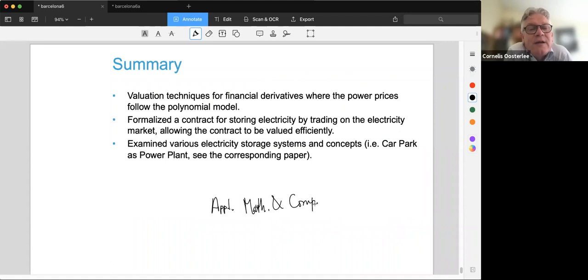And these are the valuation techniques for financial derivatives. We have seen what we should do with the cost method when we have power prices following a polynomial process. We formalized the contract for storing electricity by trading on the electricity market, allowing the contract to be valued efficiently. And we examined various electricity storage systems and efficiencies, like also the car park as a power plant, and that is in the corresponding paper. So I thank you for your attention for this first part.